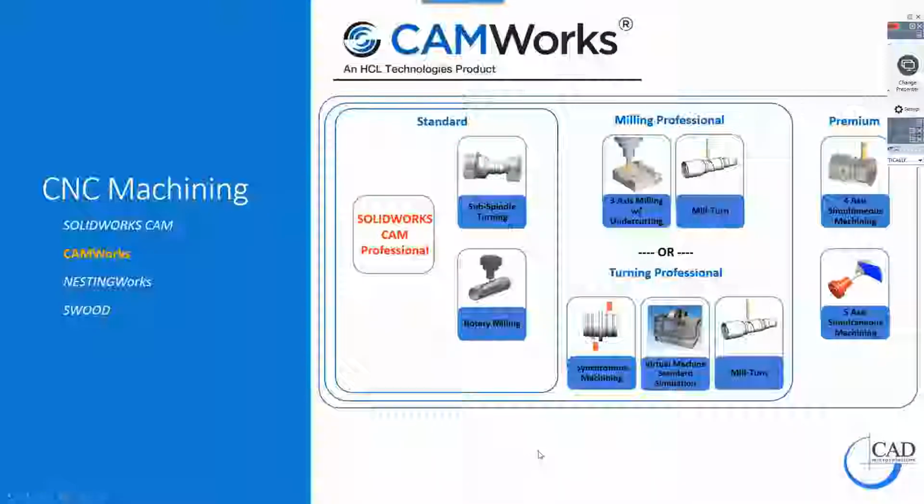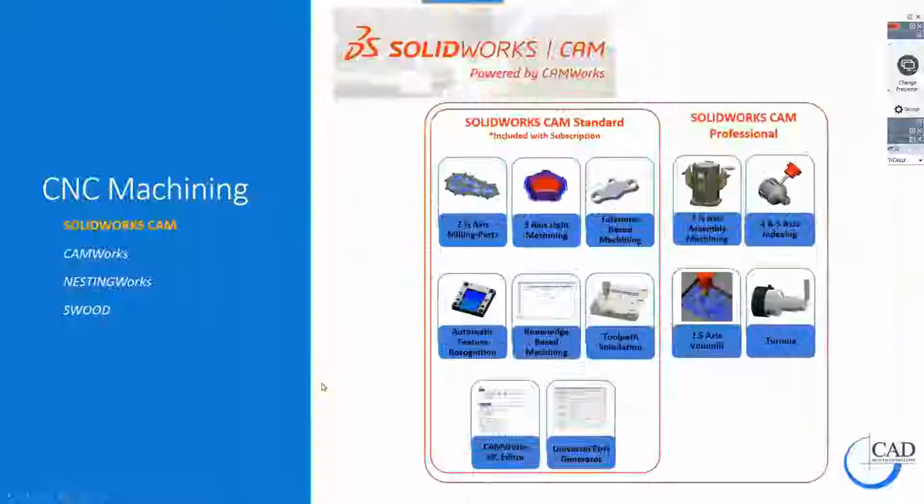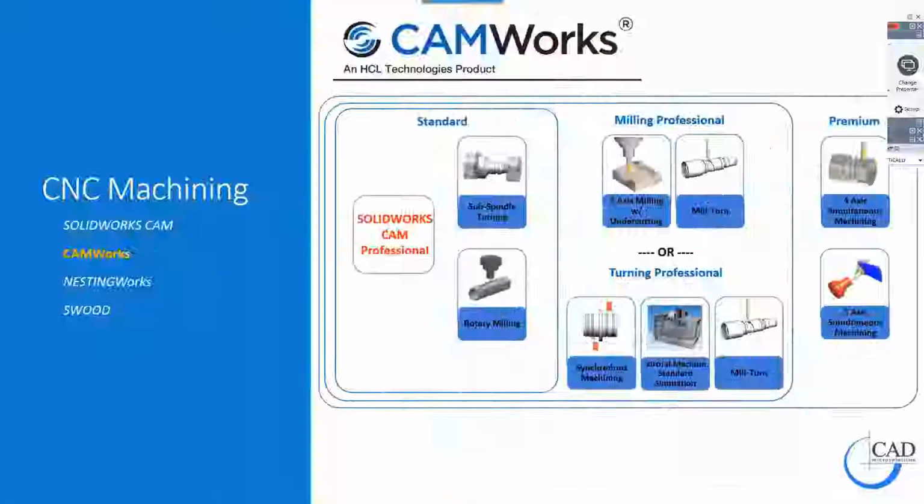We also have the CAMWorks products. So SolidWorks CAM Professional is all included in the standard version. So essentially everything you get within SolidWorks CAM, so the previous versions here, all of this is included inside of the CAMWorks products as well. So you can kind of see that that whole package would be included in the standard. You would also get the ability to add in subspindle turning, as well as some rotary milling with that package.